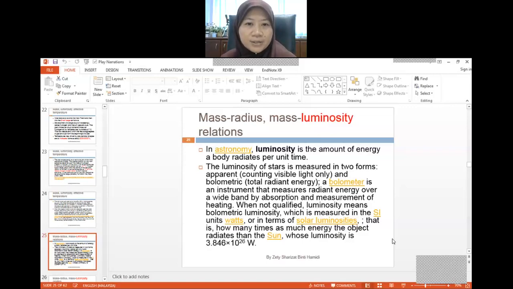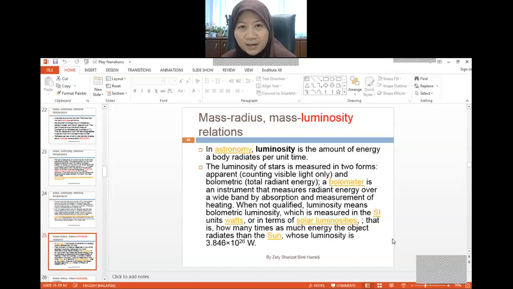This is the amount of energy radiated per unit time, and it can be in two forms: either apparent, which counts visible light only, or bolometric, which means the total radiant energy. Basically, we use a bolometer to measure the radiant energy over a wide band. It can be given in units of watts, and it is based on the temperature and also the size. Our sun has a value of 3.846 times 10 to the power of 26 watts.